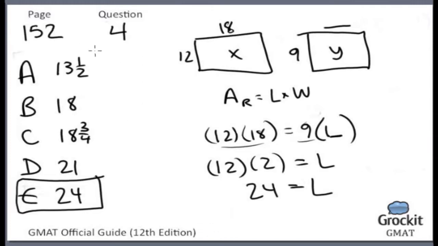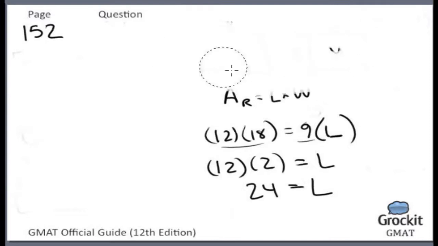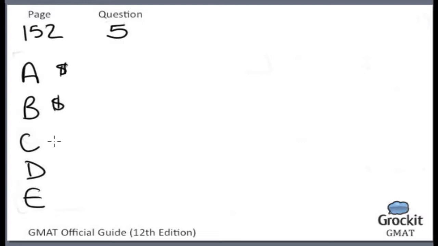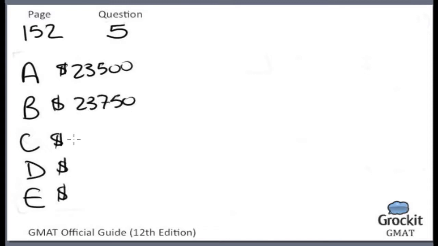On a roll. Alright, question number 5. Last one on this page. Oh, let's get the answers in. They're all dollars. So we have 23,500, 23,750, 23,900, 24,125, and 24,250.